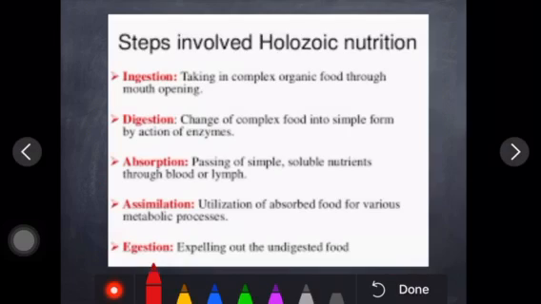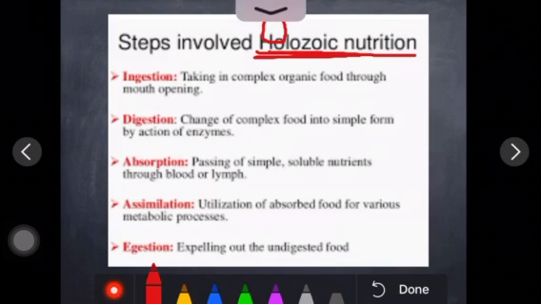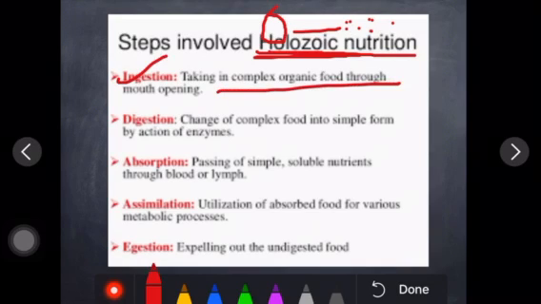So, the steps involved in holozoic nutrition. You might have an idea about holozoic nutrition, where the organism takes food in a complex form and breaks it down into simple food. This mode of nutrition is shown by the holozoic. The steps involved in holozoic nutrition: first is ingestion. It means intake of complex food.